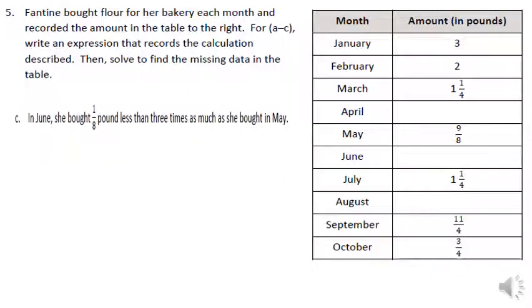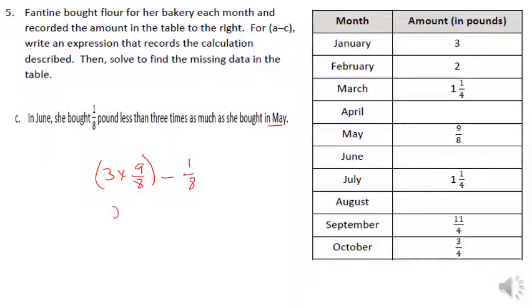And C says in June, she bought 1/8 pound less than 3 times as much as she bought in May. So May she bought 9/8. So this is 3 times what she bought in May, but it says she bought 1/8 pound less. So I've got to subtract 1/8 from that.